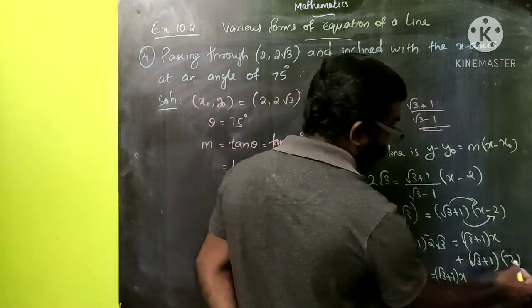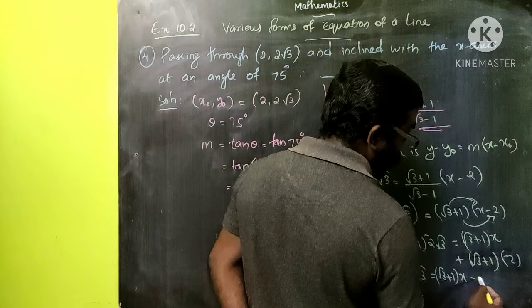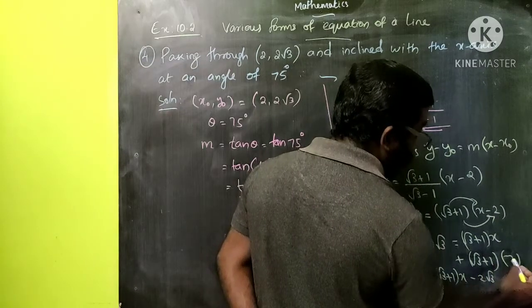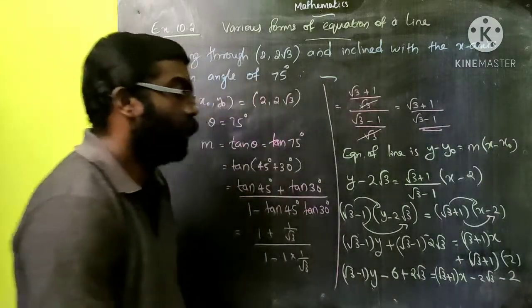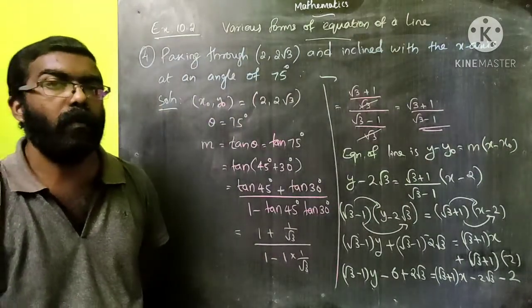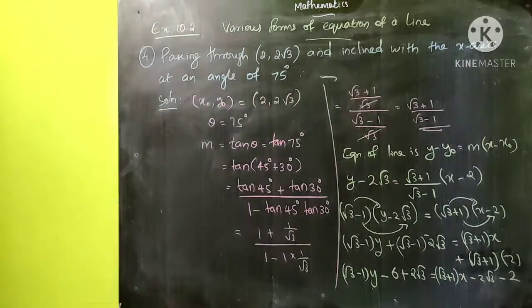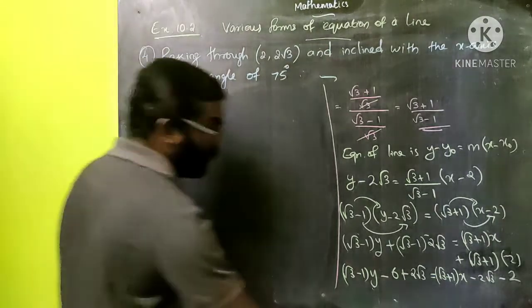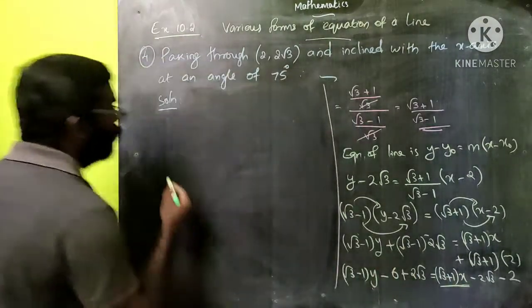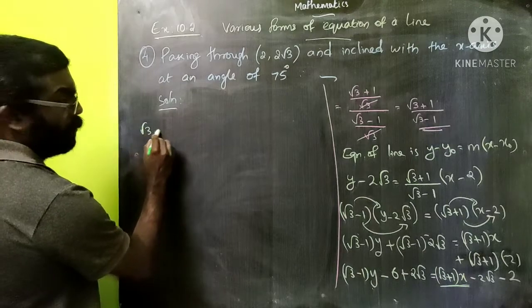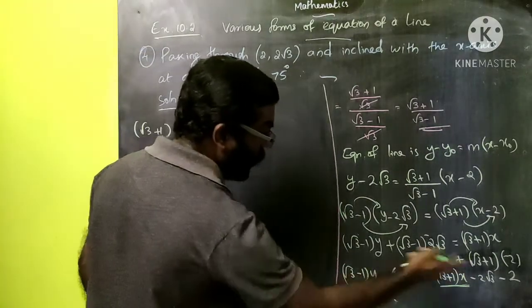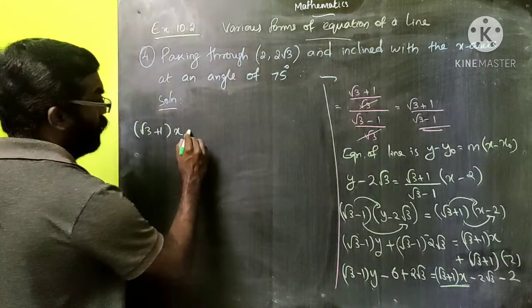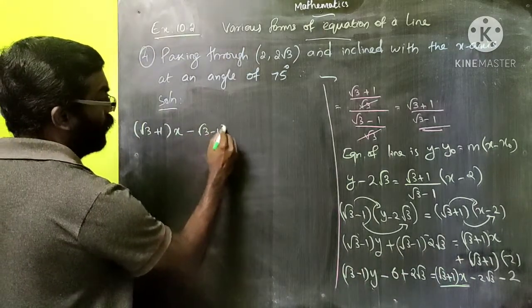Here also we can multiply minus 2 into root 3, minus 2 root 3. Minus 2 into plus 1, minus 2. Now we can rearrange the terms in order to get the final answer. So first of all we can write this term, (root 3 plus 1) into x. Then take this y term to the right side. It becomes minus, minus of (root 3 minus 1) into y.